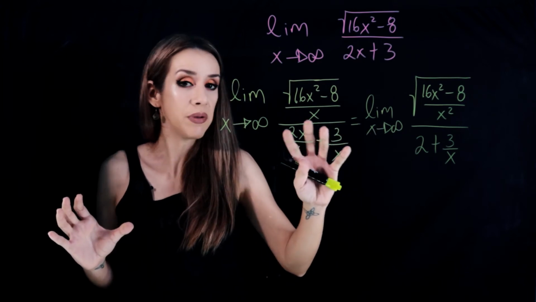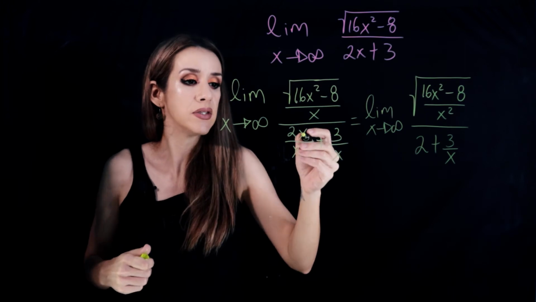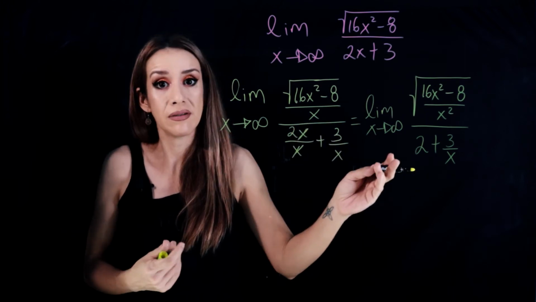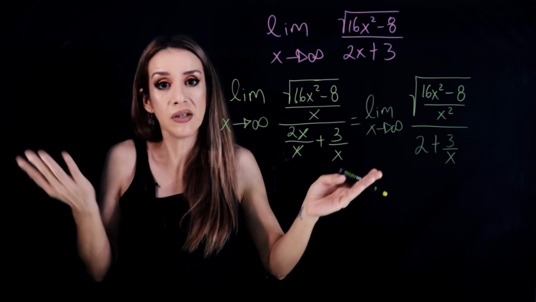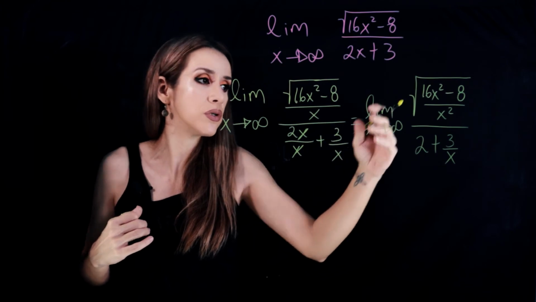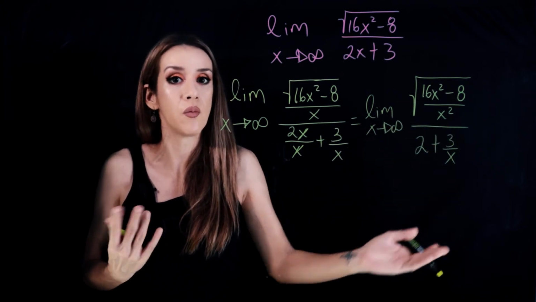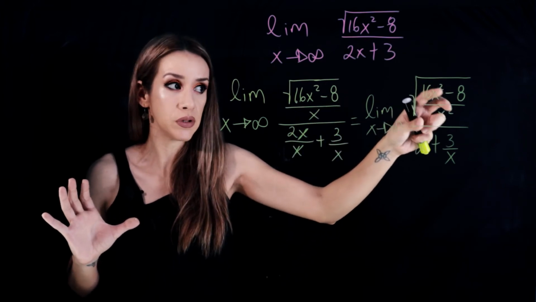Also, I just simplified the denominator of my limit. See, 2x divided by x, well, that's the same thing as 2. 3 divided by x, well, I can't simplify that, so I'm just going to copy this term to the next part of the limit in the same way. Now, let's continue with the process. I'm going to simplify this part of the function.